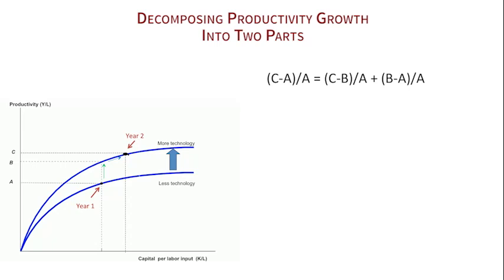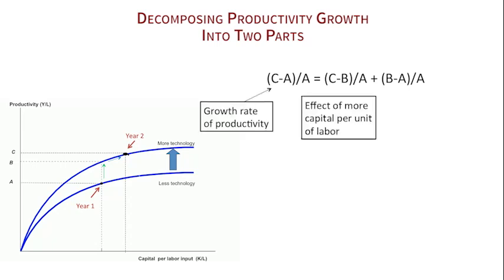Now let's put in some symbols so we can make this work with the data. The growth rate of productivity, to repeat, is on the left. The effect of more capital per unit of labor is the first term on the right. And the remaining term is this growth rate of technology. That's what we're calling the shift of the productivity curve. Okay, so let's look symbolically at what the effect of more capital per unit of labor looks like, that term C minus B over A.